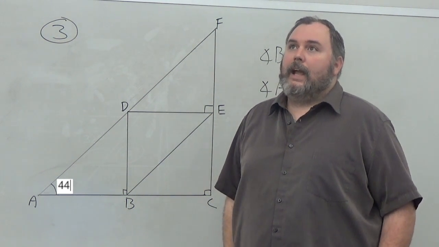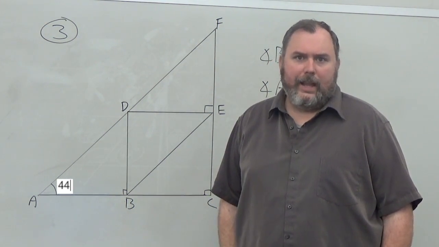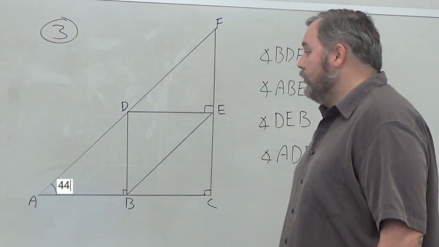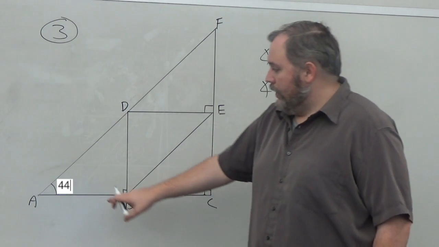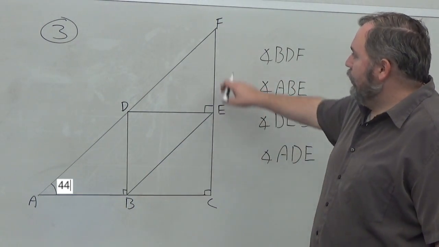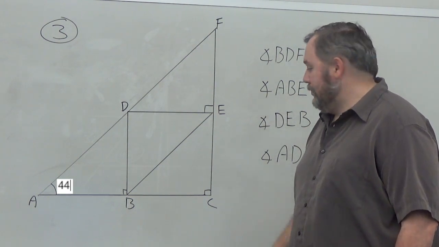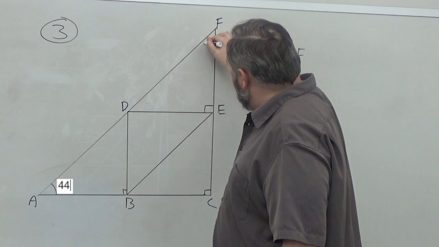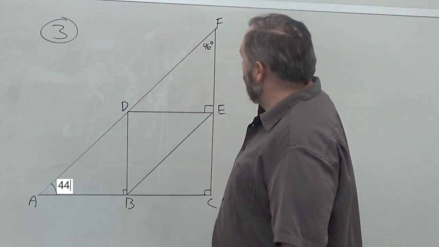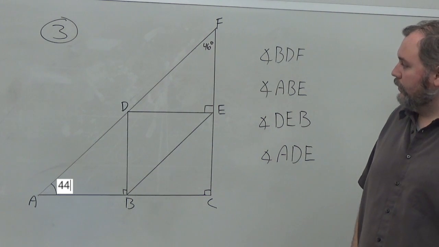Remember back in last module I told you that a triangle always has 180 degrees? Well, we can figure this out. If we know that this is 90 and this is 44, we can find the missing piece. Well, what we do is we're going to say 180 minus the 90 minus the 44, and we get that this angle here is 46 degrees. All right, so far so good.